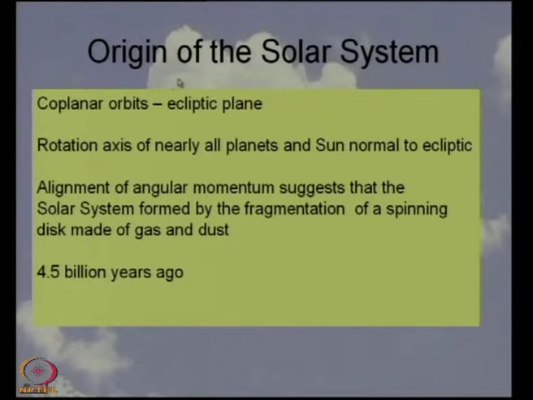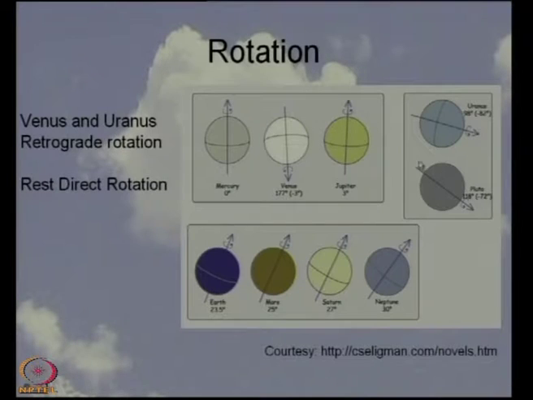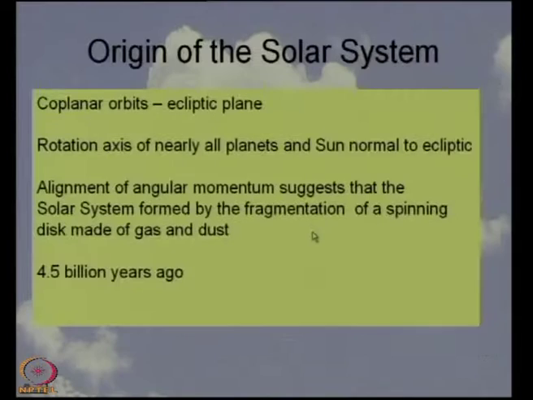Now, let us look at the origin of the solar system. So, where we see that there are these planets in the solar system, let us just briefly address the question, how did the solar system originate?